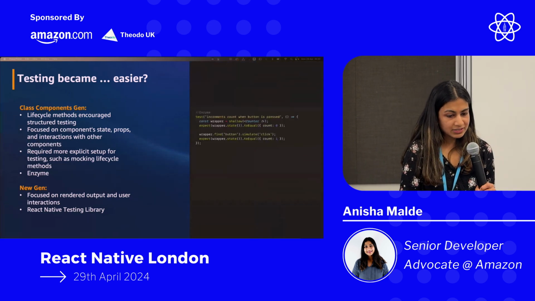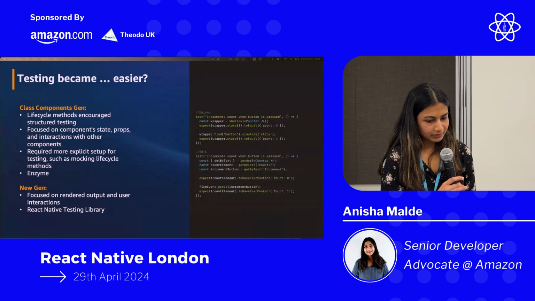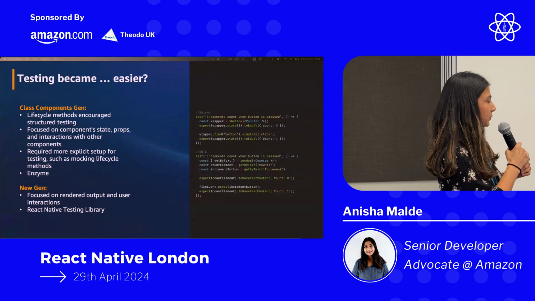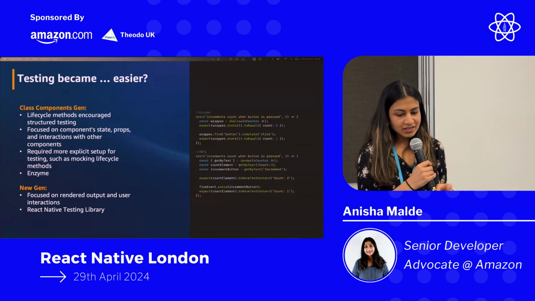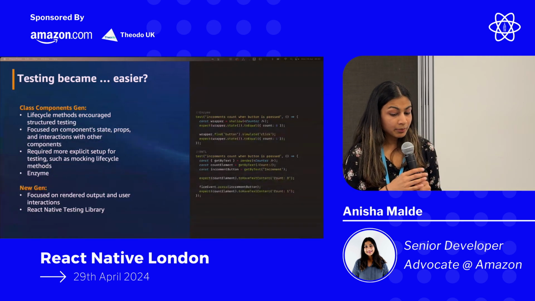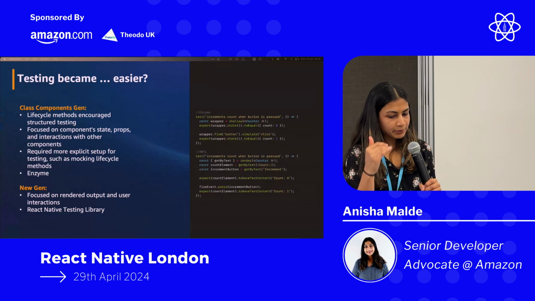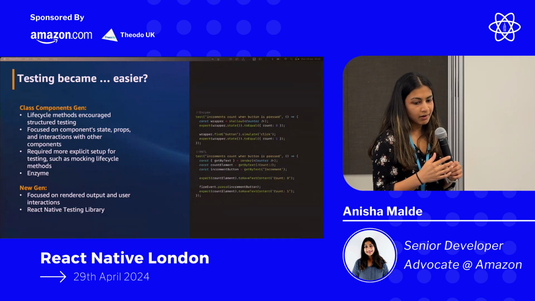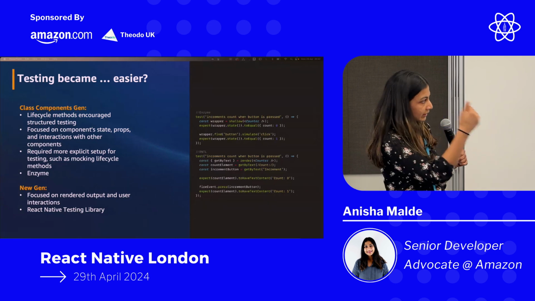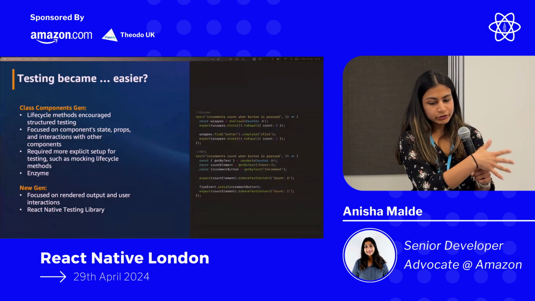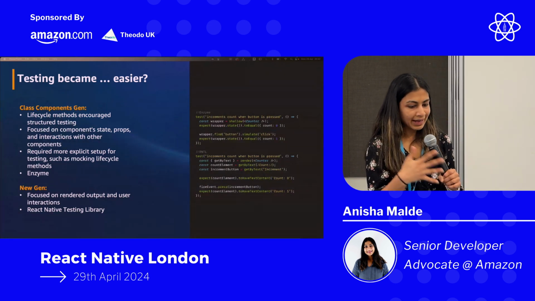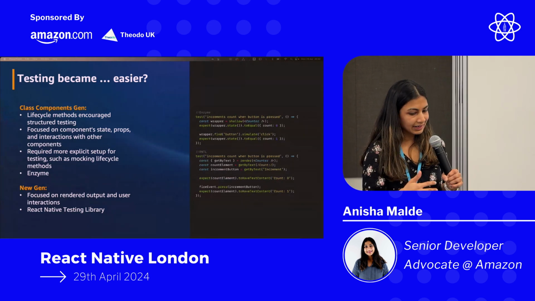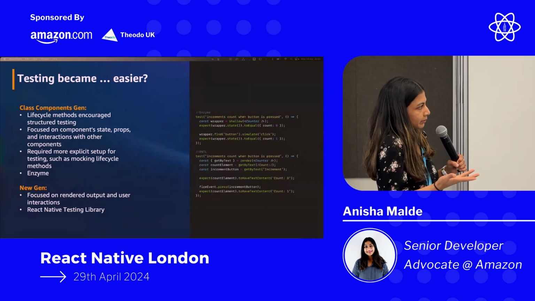So this is what the enzyme code used to look like. Enzyme was the way most, I guess, class component developers tested. And in the enzyme example, you can see that you check wrapper.state. So you're checking the actual component's implementation. Whereas in the React Native testing library example, you're checking the rendered output and the actual user interactions. Like you're checking what happens after a user clicks. So you don't actually care about the implementation details.